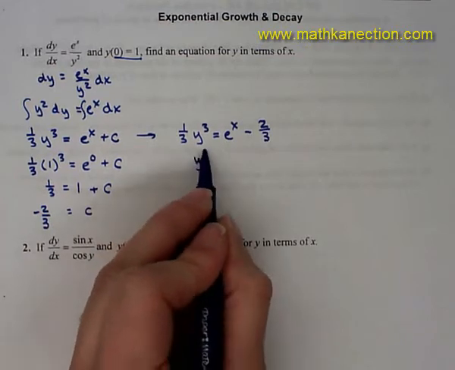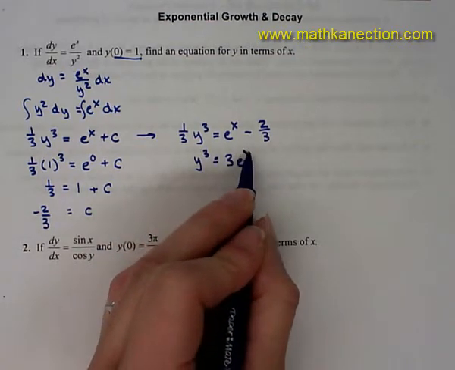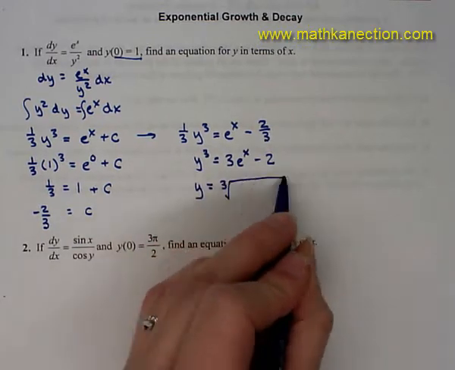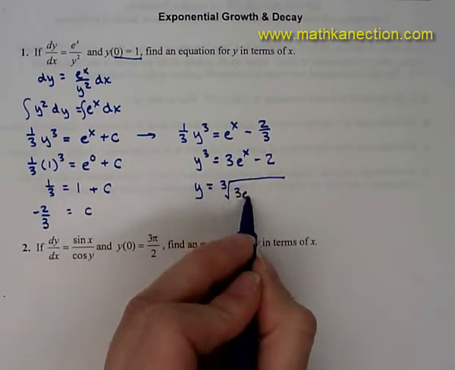Solving for y, multiplying both sides by 3, we have 3 e to the x minus 2. Then taking the cube root of both sides, we have y is equal to the cube root of 3 e to the x minus 2.